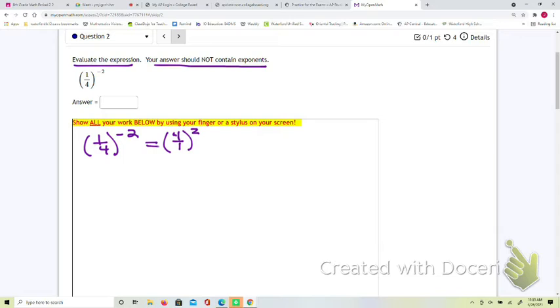Okay, now 4 over 1, do we need the 1? No. We don't. So that's just 4 to the second power, which means 4 times 4, which is 16. So notice on number 2 that there's way less work. So the ones that have a lot of work, you just got to be patient and put the work in, okay? But there are several in here where there's not a ton of work that you have to do.